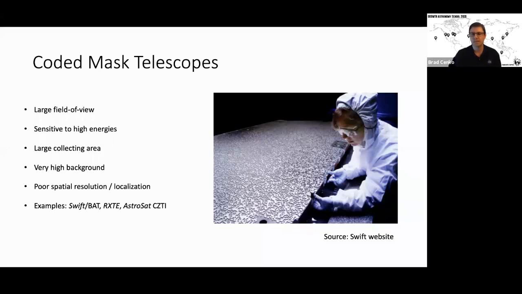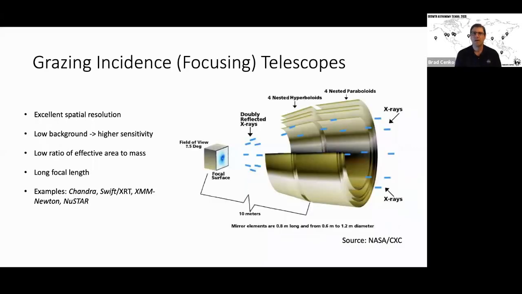tutorial after this lecture. As I said before, on the other hand, grazing incidence or focusing telescopes are able to provide excellent spatial resolution because their detectors can be very physically small because of the focusing. They can have very low backgrounds and thus a much higher sensitivity. The downside is that typically their fields of view are smaller.